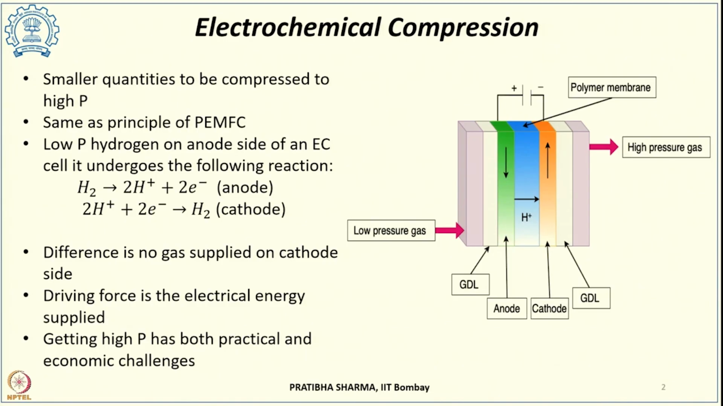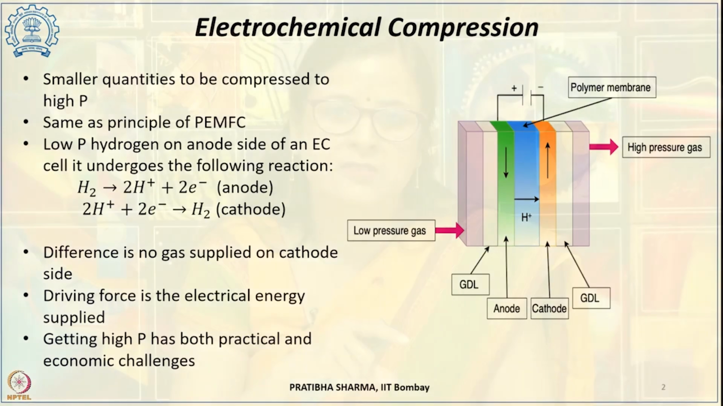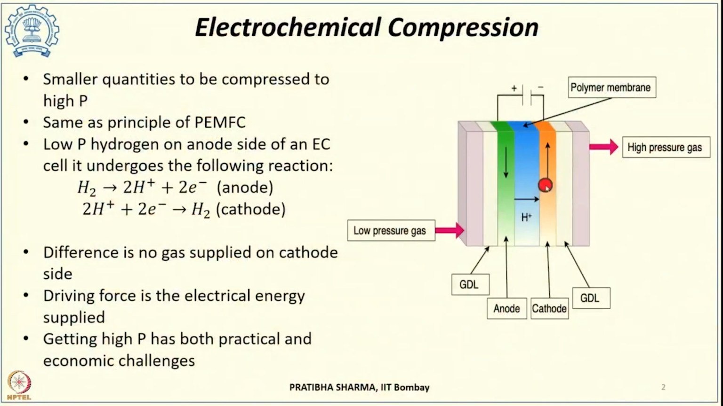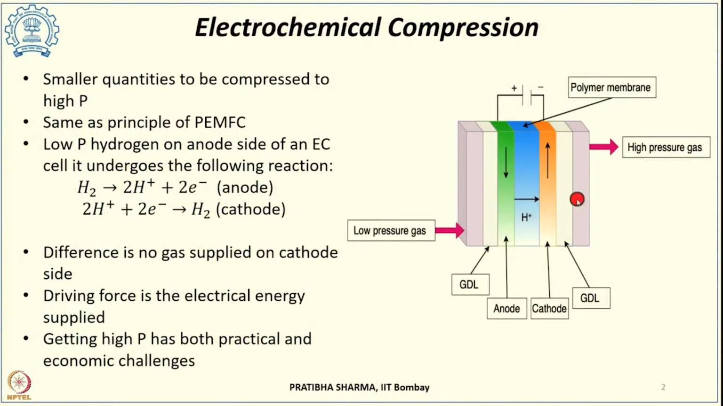Continuous pumping of low pressure gas in a closed system will increase the pressure on the cathode side, and when the delivery pressure is attained, we can get high pressure hydrogen out of the compressor. This process will continue as long as the driving force, which is the electrical energy or current, is being fed into the system. Now the more current is supplied, the higher the rate of protons being transferred from the anode side onto the cathode side.